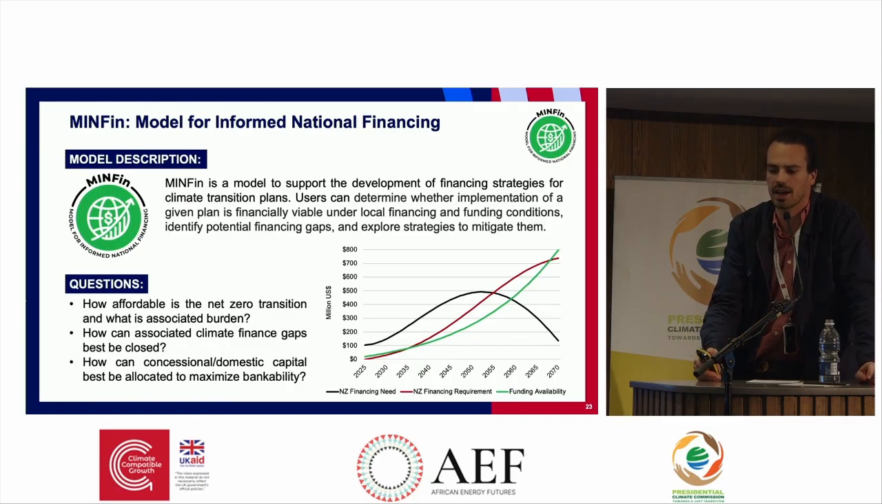We also then look at how we can close financing gaps, so what policy reforms, what financing reforms might be required to close financing gaps. And we also look at how to allocate concessional and domestic capital. So when we talk about domestic capital, obviously there's a large amount of forex risk associated with international financing. So with the limited available domestic capital that mitigates that forex risk, how can we best allocate that across technologies to increase bankability?